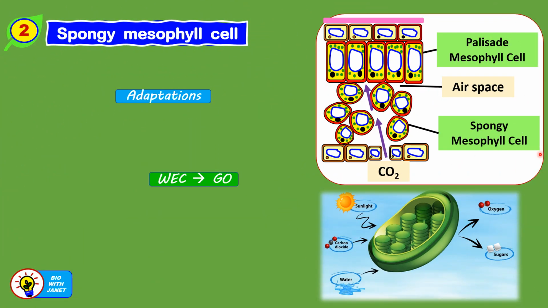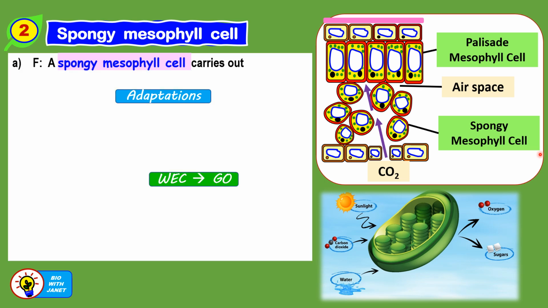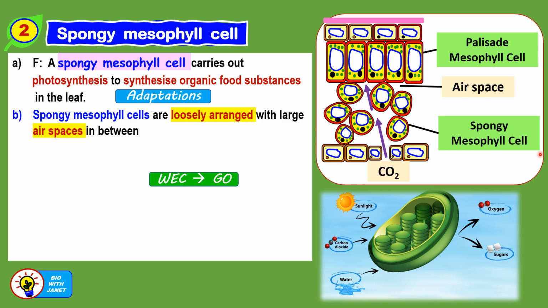So let's discuss the second type of plant cell, the spongy mesophyll cell. In terms of function, the spongy mesophyll cell also carries out photosynthesis like the Palisade mesophyll cell to synthesize organic food substances for the plant. But its adaptations are different. Let's look at the first one. In terms of the arrangement of the spongy mesophyll cells, now all these are spongy mesophyll cells. They are loosely arranged with large air spaces in between here. To create the large air spaces, they are loosely arranged. And what is the reason for that?